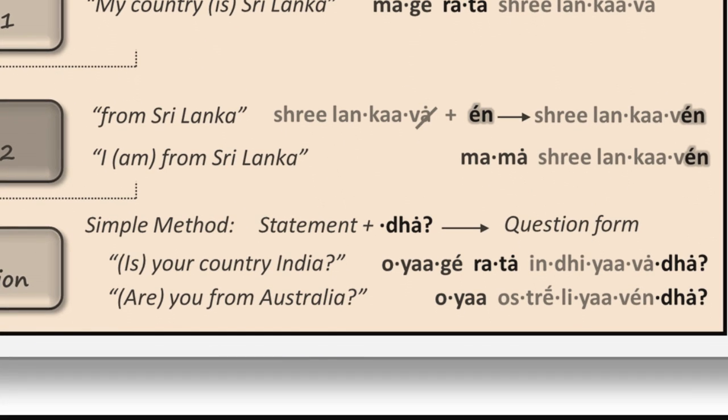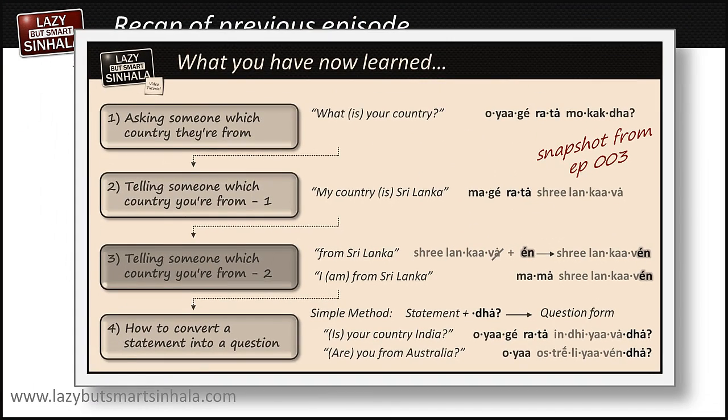And in the last section, I showed you a really easy way to convert a statement into a question, which was to simply add the da to the end of the statement. As an example, we asked the question, is your country India? Which was Oyage rata Indiyavada, and are you from Australia? Which was Oya Australia Vinda.